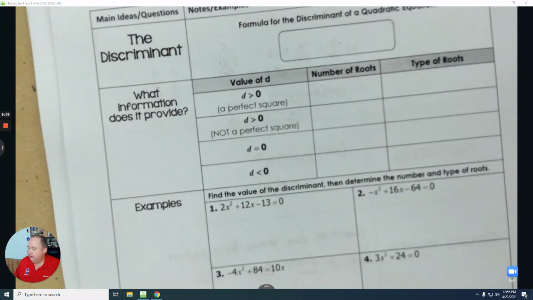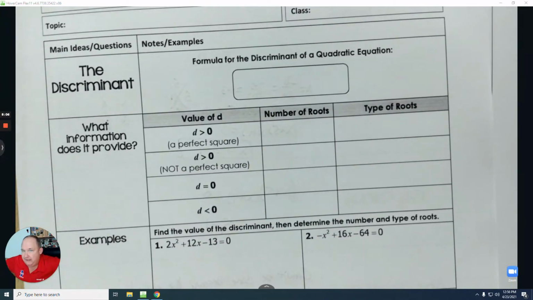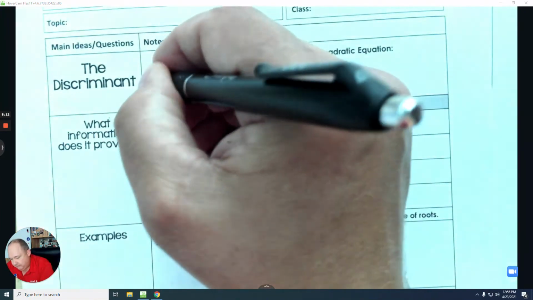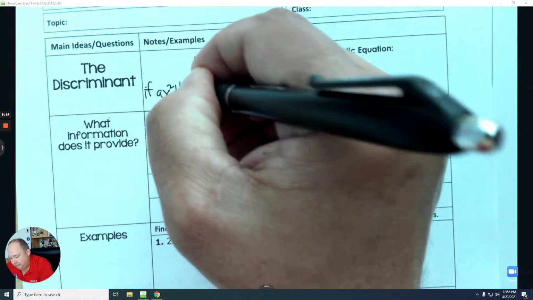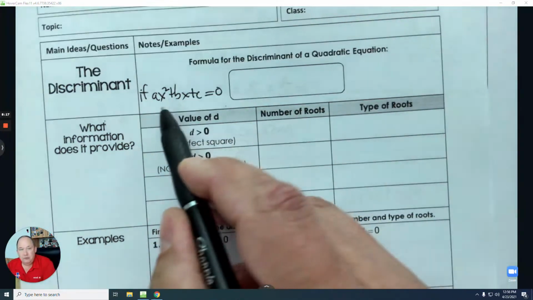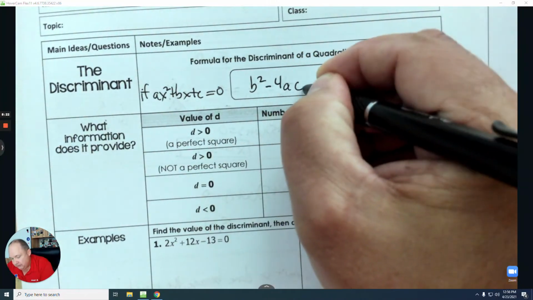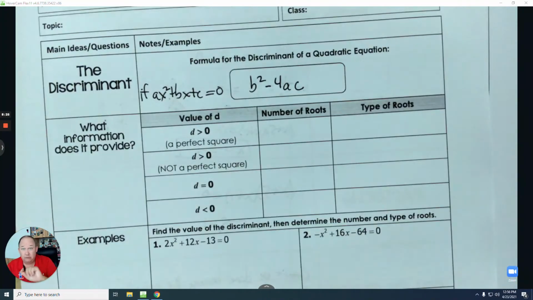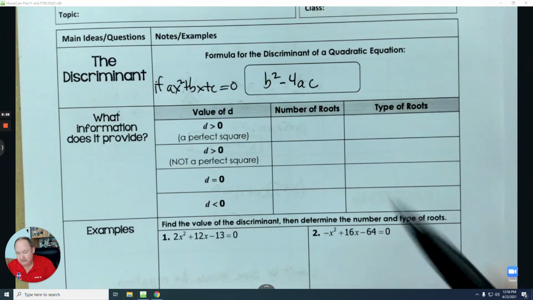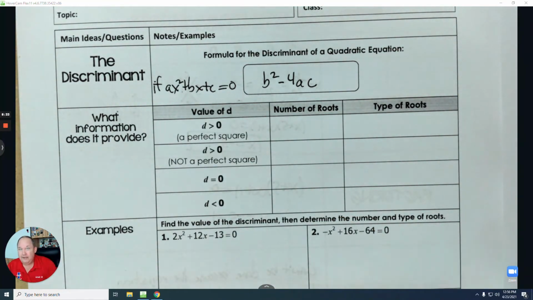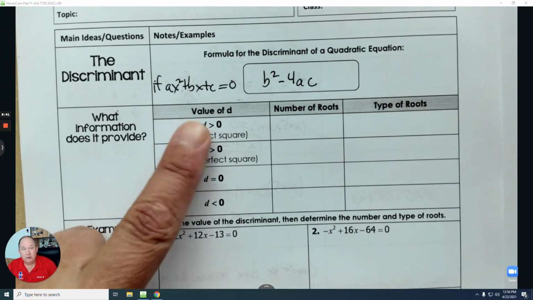Turn the page with me. So another important part of solving a quadratic equation is understanding the discriminant. So if you have this equation, ax squared plus bx plus c, the discriminant is b squared minus 4ac. And you'd recognize it because it's underneath the square root sign of the quadratic formula. And our discriminant tells us if the answer is real or complex, if it's rational or irrational. So we're going to go through that right now.